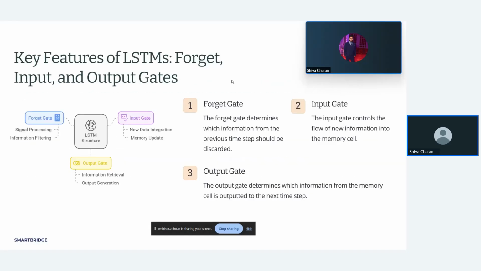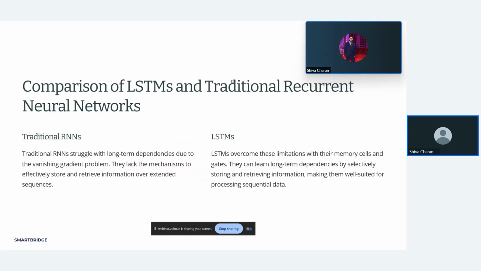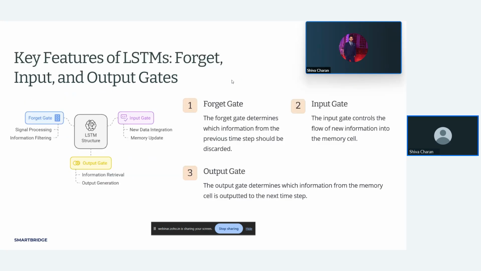So we're done with purpose, comparison. Comparison everyone knows. Just go through these key features once. The key features, go through once. What are there? Input, output and forget, right?